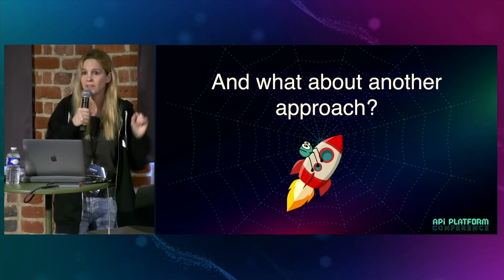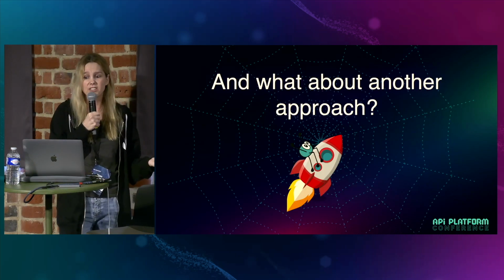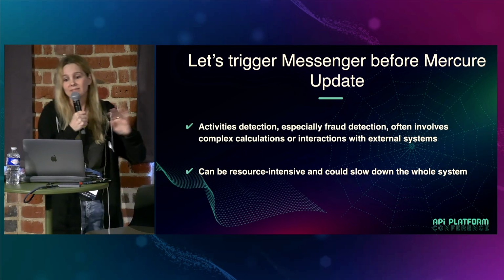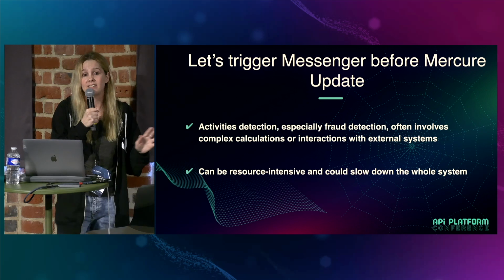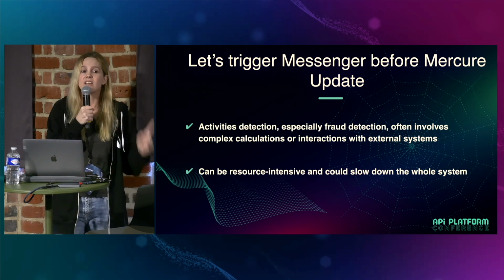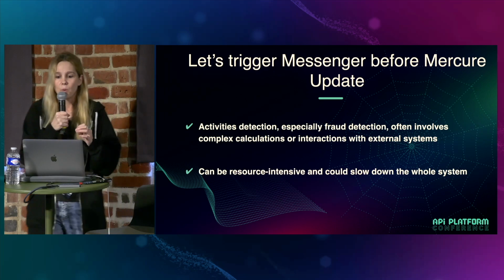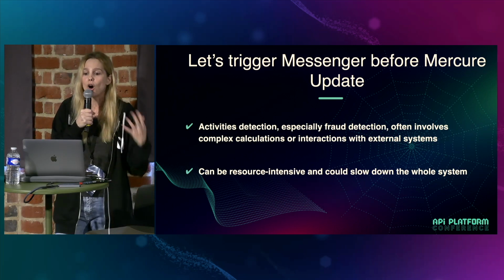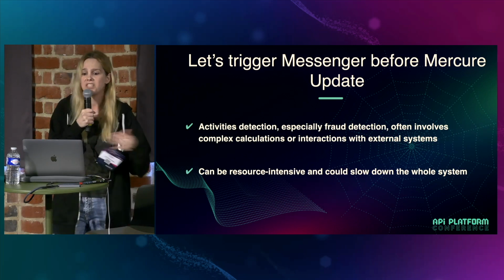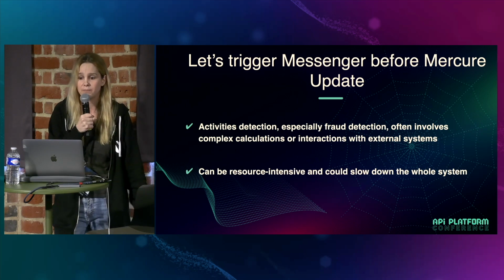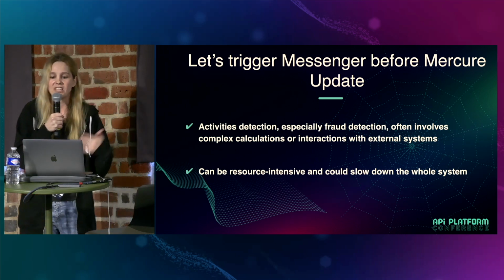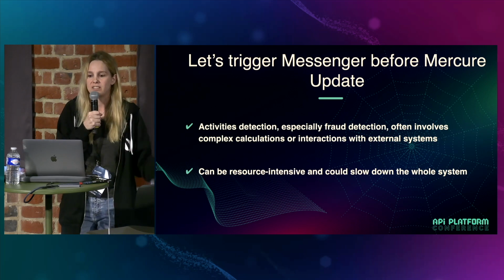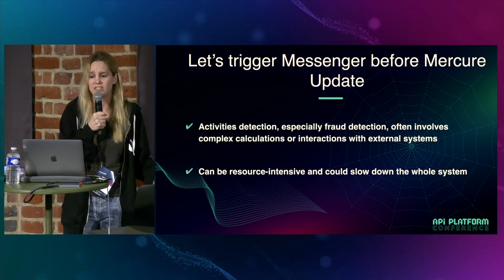So, are we happy with that? Should we stop here? I mean, it works well. It's really great. But sometimes it's not enough. For example, activities detection, especially fraud detection, often involve complex calculations or interactions with external systems. So doing these operations in real time can be really resource intensive and could slow down the whole system.